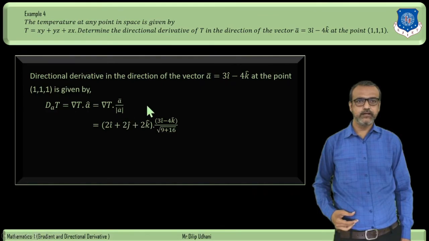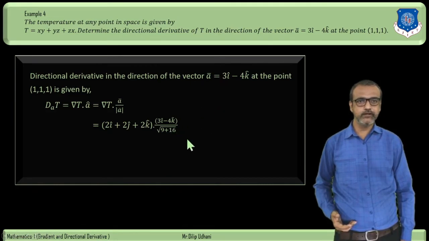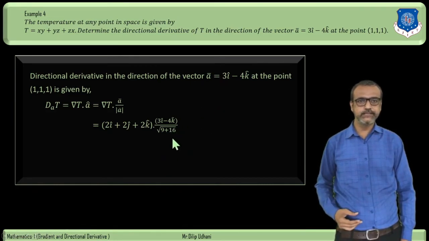Then a bar, that is 3i minus 4k, divided by magnitude of a bar, so it will be square root of its x component square, and x component is 3, so 3 square is 9. Then plus its z component square, that is minus 4, so minus 4 square is 16.